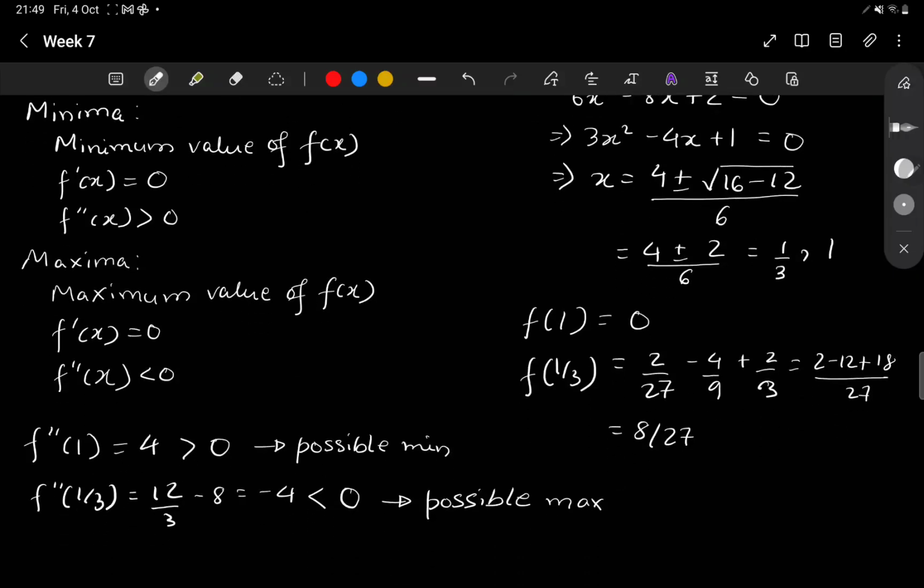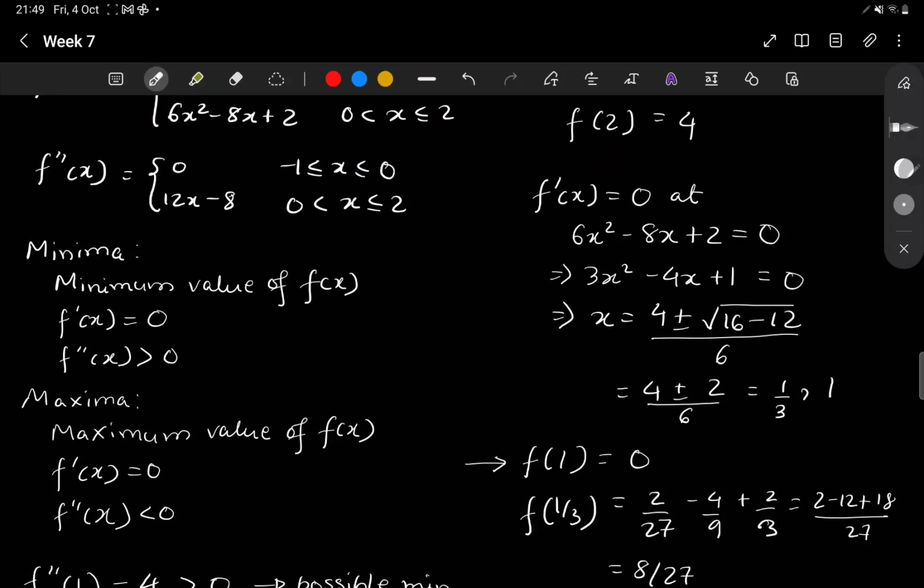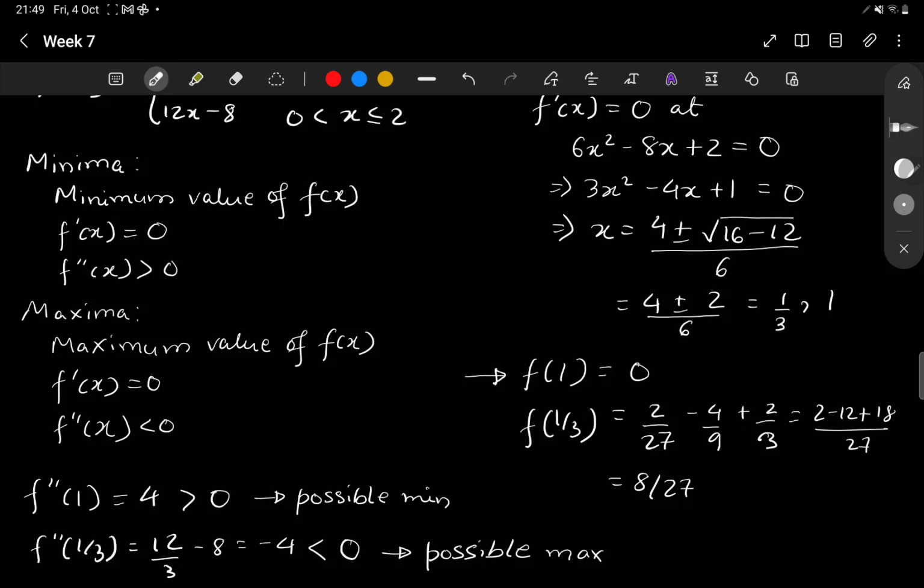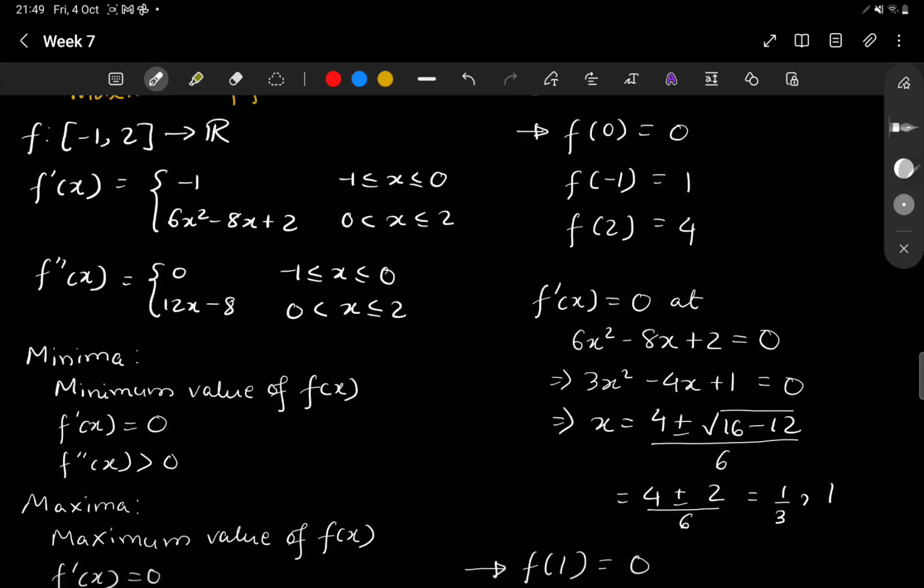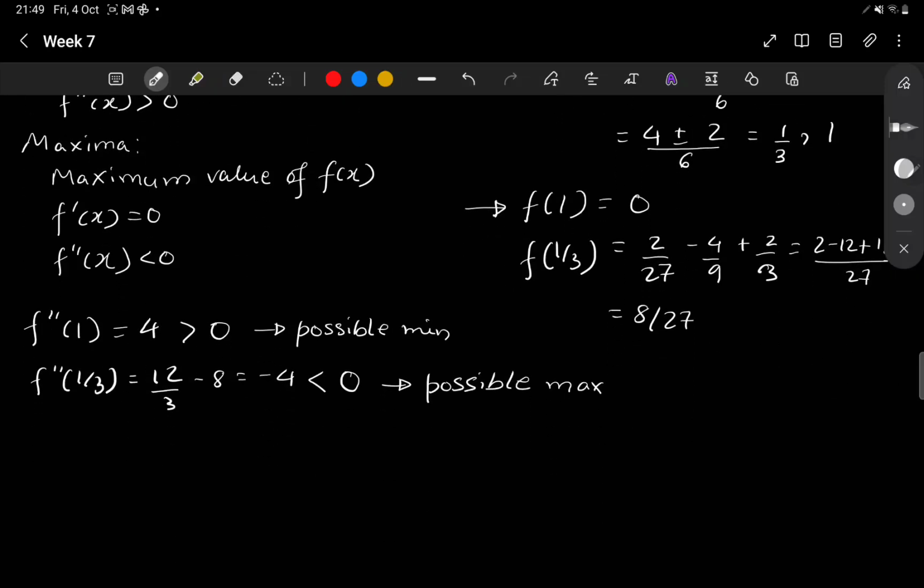So we see that the function value at x equals 1 is 0, and this is also true for the function value at x equals 0. So 0 and 1 both are points of minima.